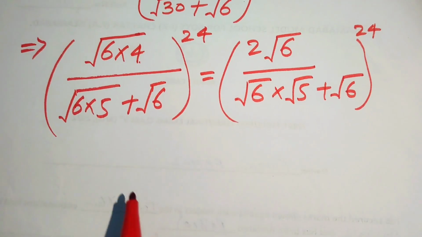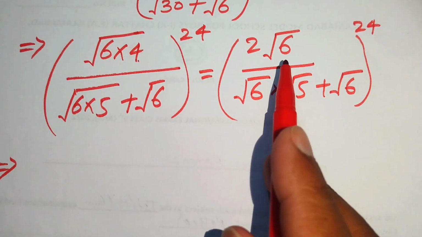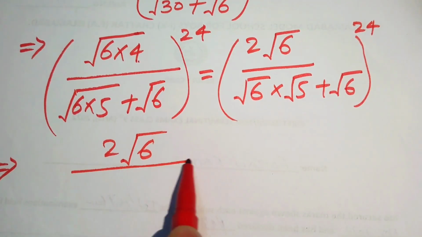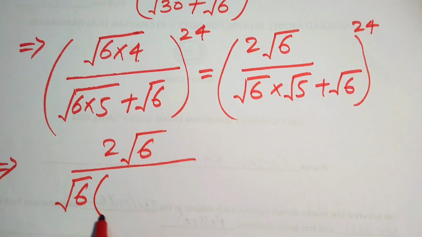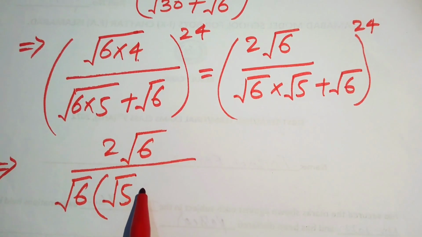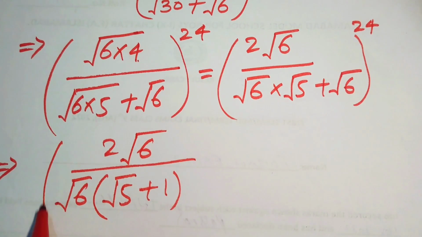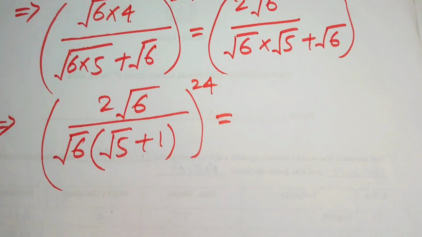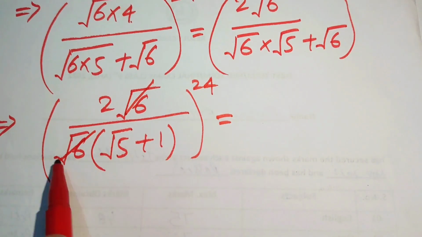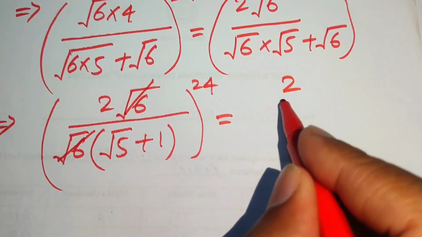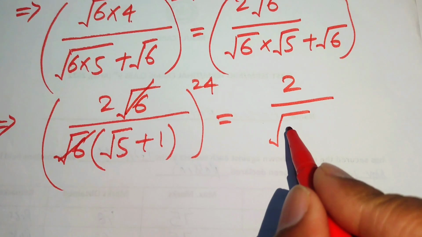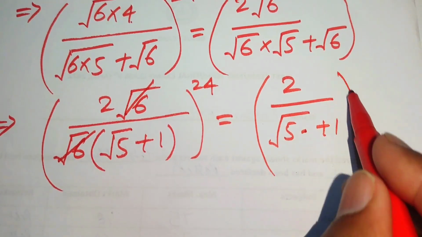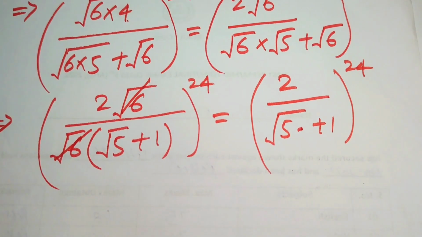And now after this step, we need to take common square root of 6 from the denominator, and it will be written as 2 into square root of 6 divided by square root of 6 into square root of 5 plus 1, and its whole exponent is 24. And now you see this square root of 6 is cancelled out by the square root of 6, and the remaining terms are 2 over square root of 5 plus 1, and its whole exponent is 24.